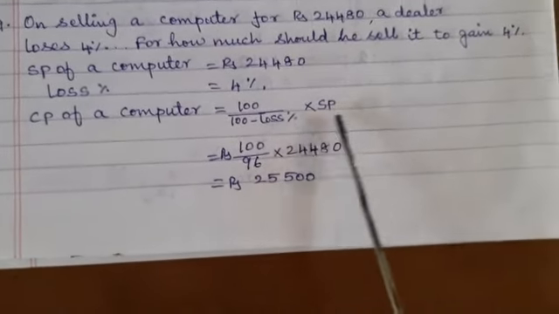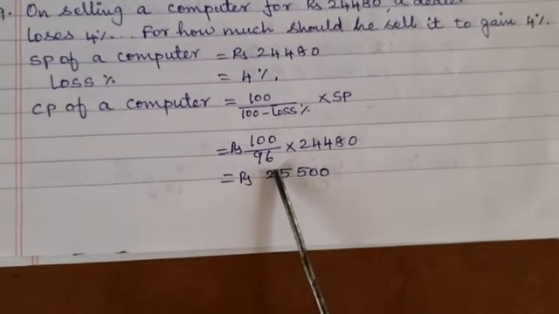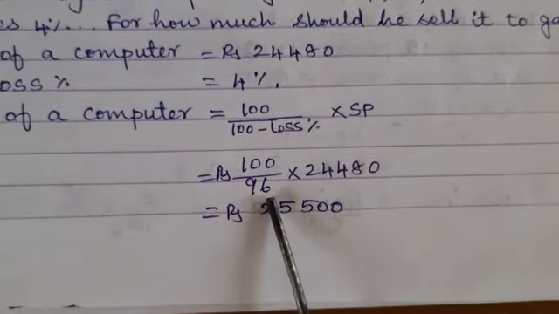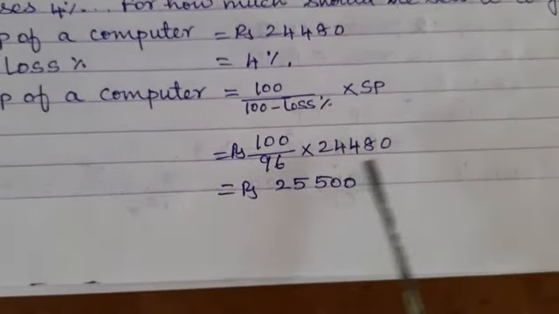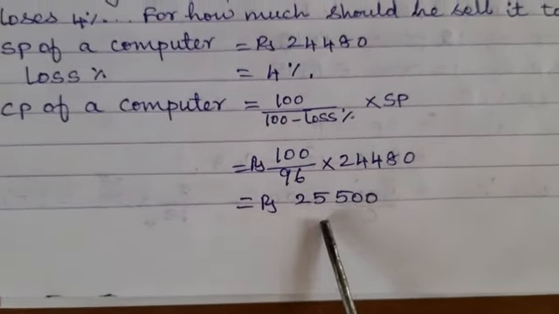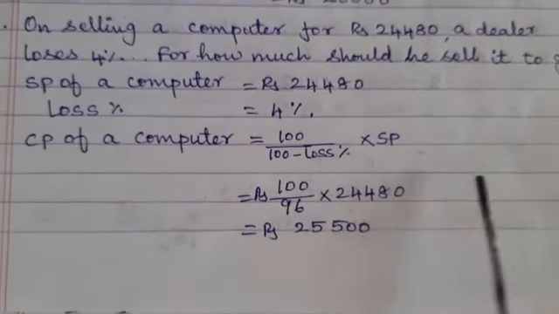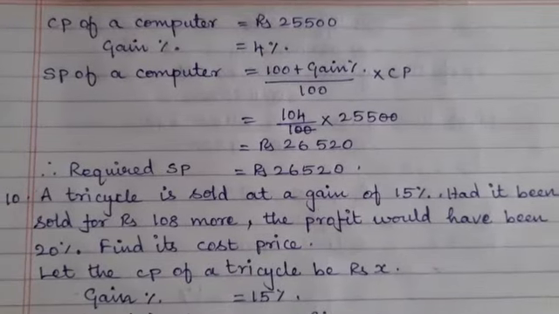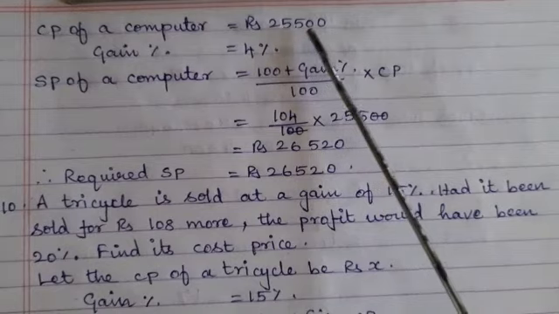So we will apply the values of loss percentage and SP. See here, 100 by 96. How did you get 96? 100 minus 4%, that is 96, multiplied by 24,480. After the calculation, you will get CP of a computer rupees 25,500. All these questions, you do the calculation in the rough work, that is very important. So CP of a computer equal to rupees 25,500.